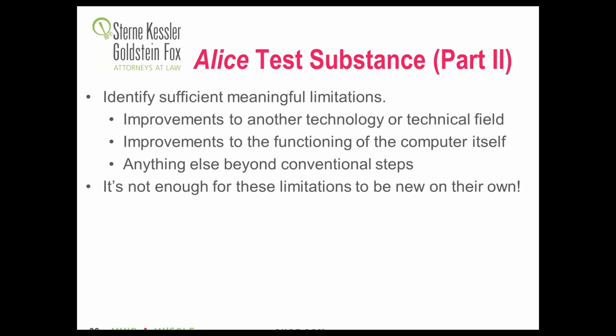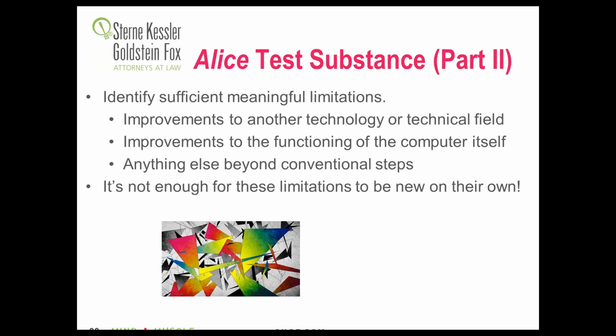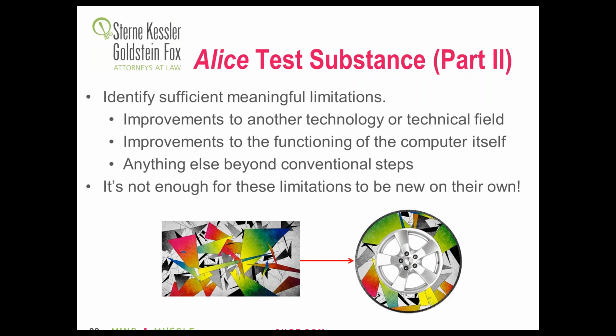So once we get into Part 2, we have the meaningful limitations. What you're trying to do here is take the abstract idea and show that there's something more than just the abstract idea recited. One way to do that is if you can show that you've improved another technology or technical field with the abstract idea. That's kind of like the Diehr case, where you had this mathematical concept, but you figured out a better way to cure rubber by using it.